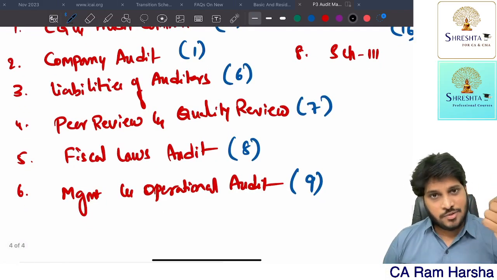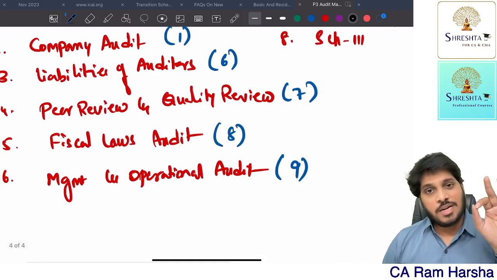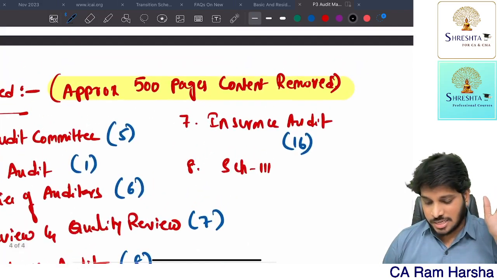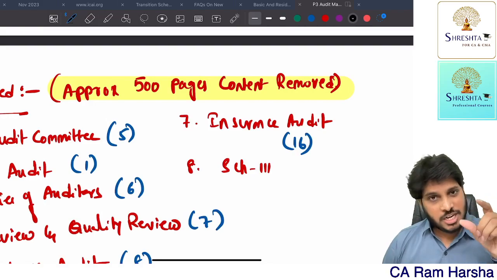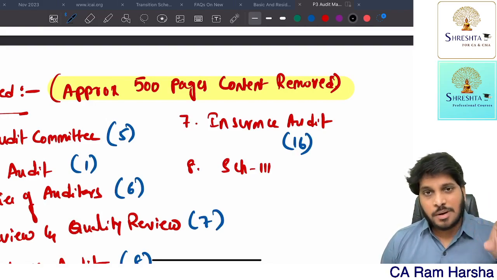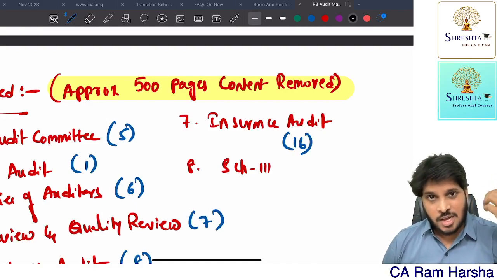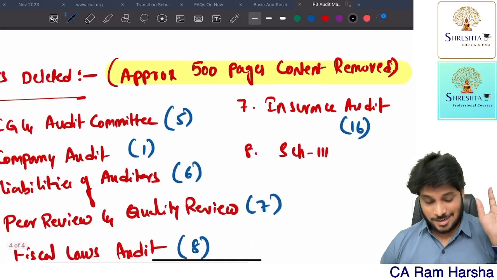Peer review and quality review, the chapter deleted. Physical loss audit, deleted. There is a chapter called internal management operational audit: internal audit is retained, management and operational audit is deleted. Schedule 3 deleted. In the old scheme, schedule 3 is part of CA final audit, but we don't cover it in audit classes because it is covered explicitly in FR. Now it is anyhow covered as part of FR, so to avoid duplication, deleted. Insurance audit, deleted.